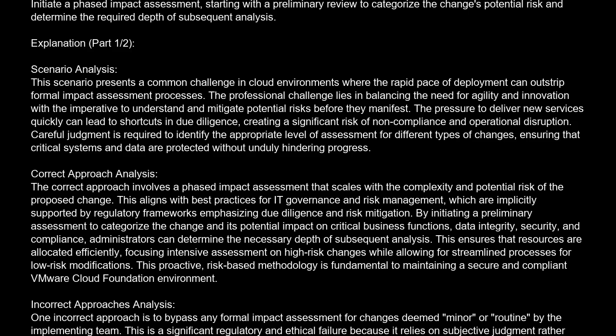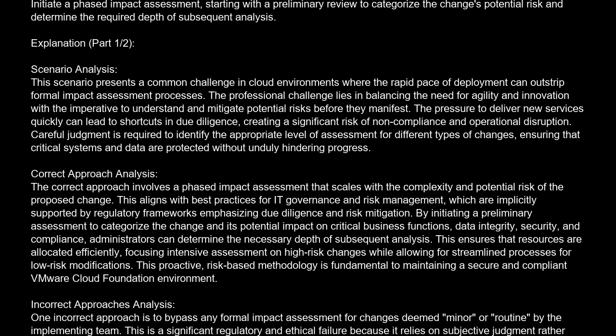The pressure to deliver new services quickly can lead to shortcuts in due diligence, creating a significant risk of non-compliance and operational disruption. Careful judgment is required to identify the appropriate level of assessment for different types of changes, ensuring that critical systems and data are protected without unduly hindering progress. Correct approach analysis. The correct approach involves a phased impact assessment that scales with the complexity and potential risk of the proposed change. This aligns with best practices for IT governance and risk management, which are implicitly supported by regulatory frameworks emphasizing due diligence and risk mitigation.